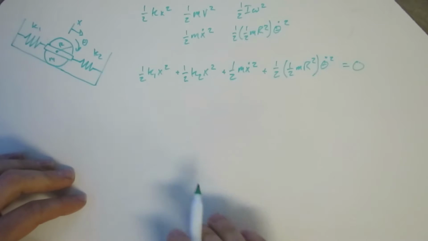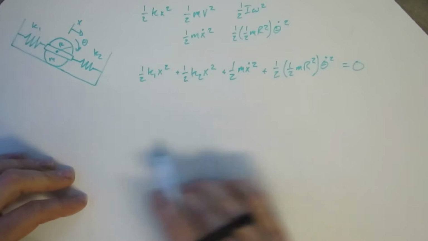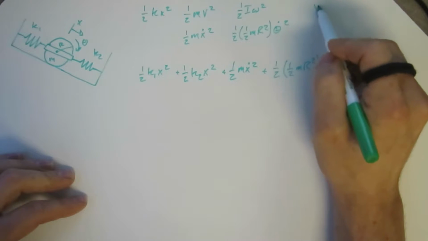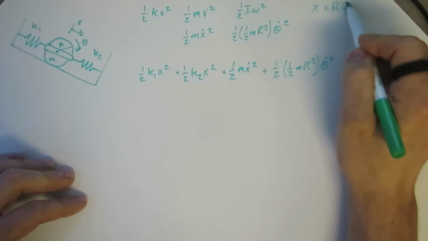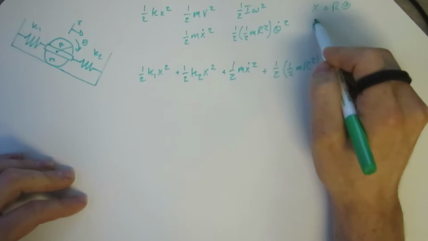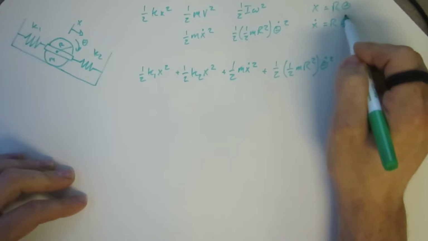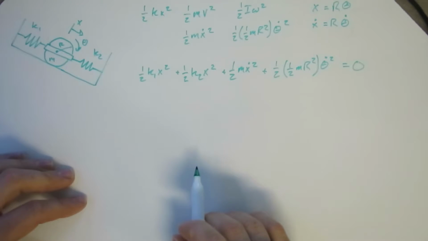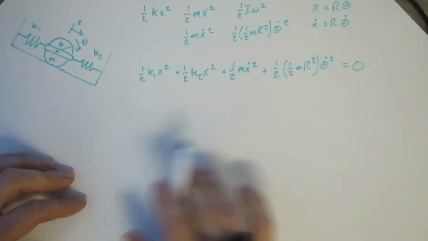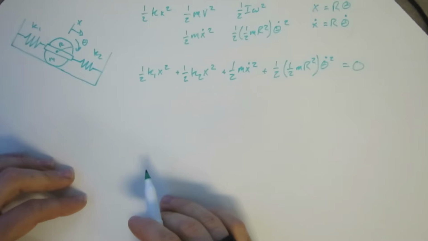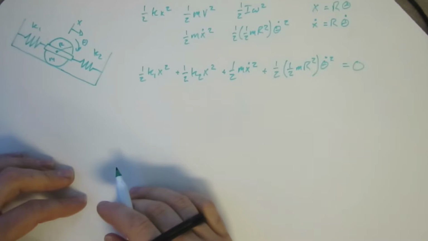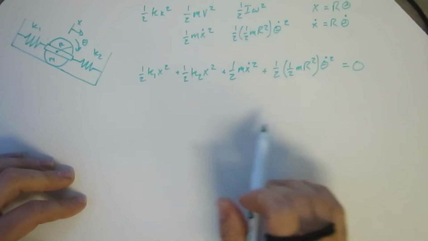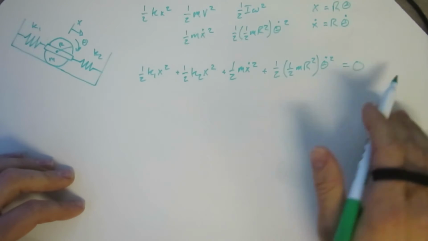The only other thing we need to know to solve this is because of the no slip condition, we have x equals r theta, which also means x dot equals r theta dot, and that's all we're going to need. So we'll simplify this, rearrange it a little bit, and actually take the derivative in order to get x double dot into the equation, which we want. At the end of the day, we do want m x double dot in our equation. So everything is multiplied by 1/2. We can get rid of that. Multiply through by 2, and it'll just disappear.